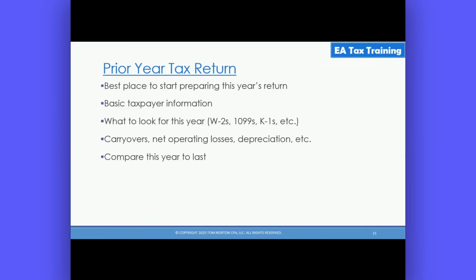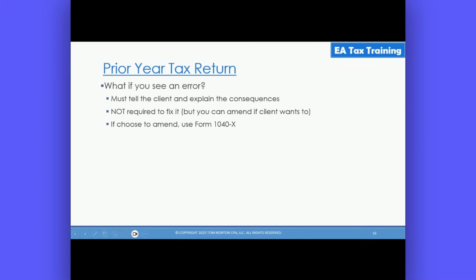Now, what if you don't have access to last year's tax return? Well, that is okay. You can still do the return. You don't absolutely have to have it. It's just nice to have it. So if you can get it from the tax preparer, or obviously if you were the tax preparer last year, then you'll have it, then it's a great place for you to start.